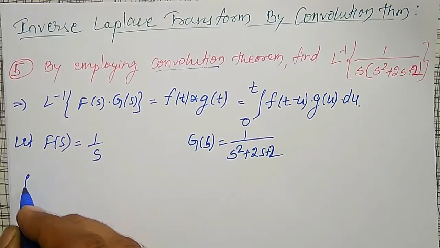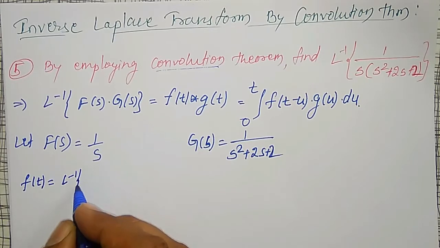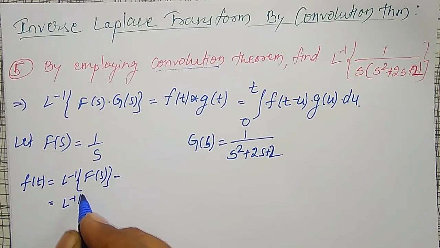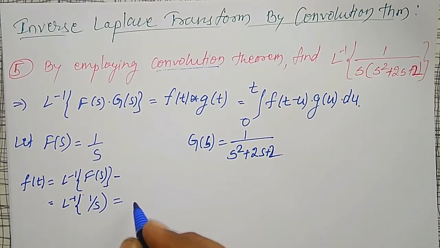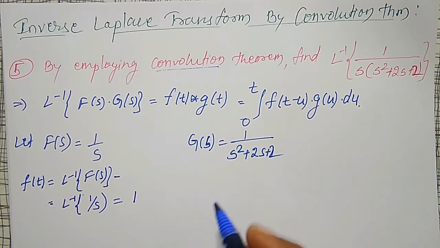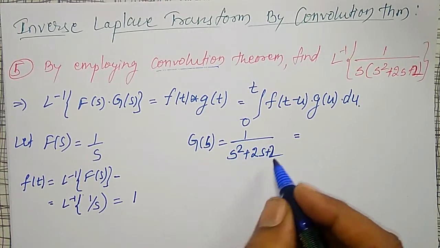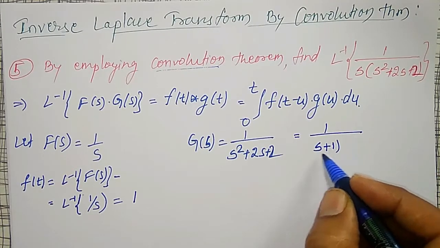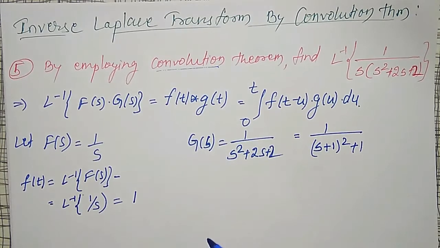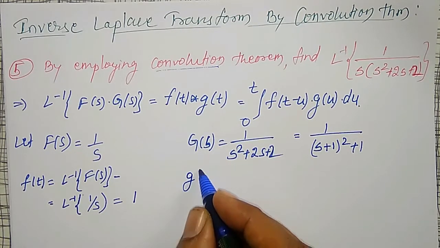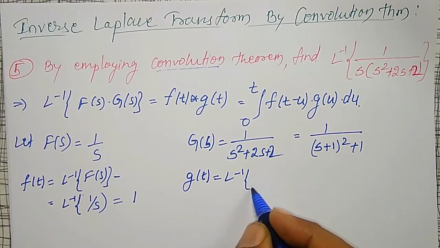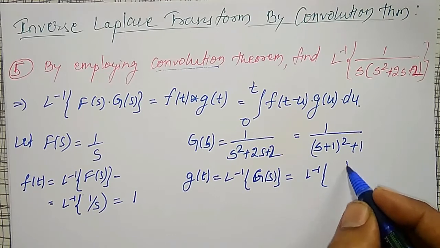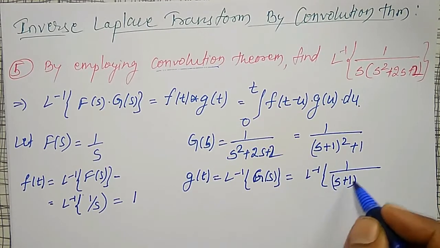F of t is direct. F of t is inverse Laplace transform of capital F of s, that is inverse Laplace transform of 1 by s, which is equal to 1. Like that, to find this one, I can make the denominator a perfect square, and I can write it as 1 divided by s plus 1 the whole square plus 1. Therefore, g of t equals inverse Laplace transform of capital G of s, that is inverse Laplace transform of 1 divided by s plus 1 the whole square plus 1.